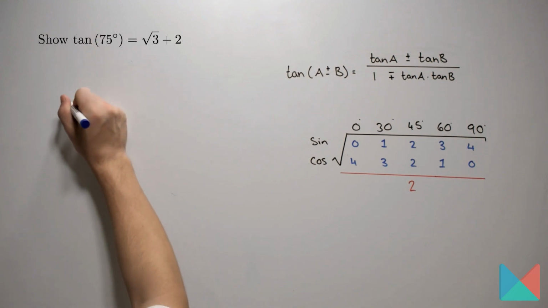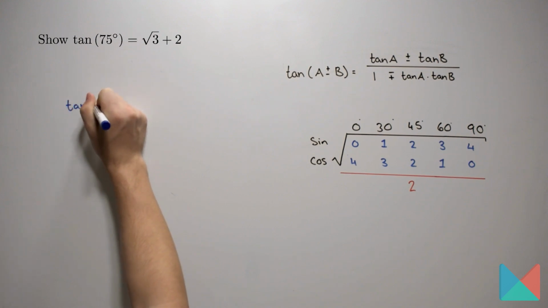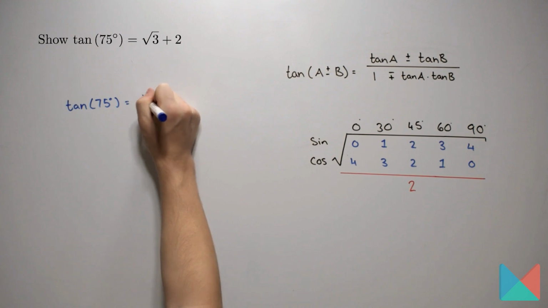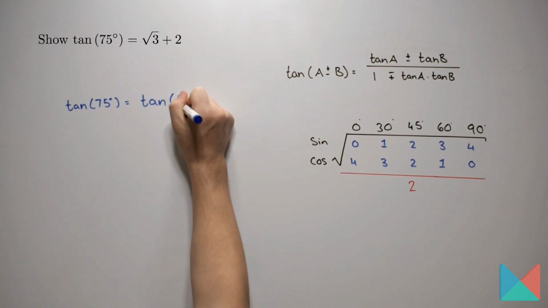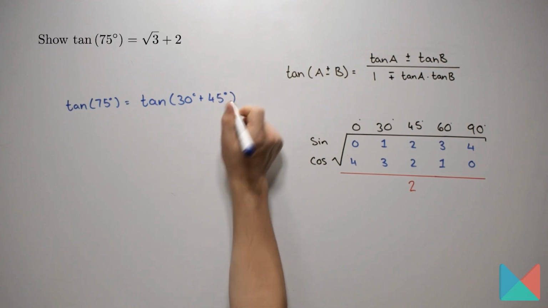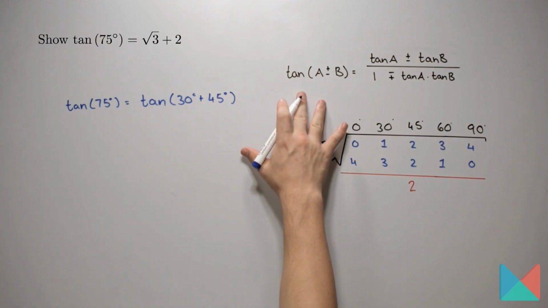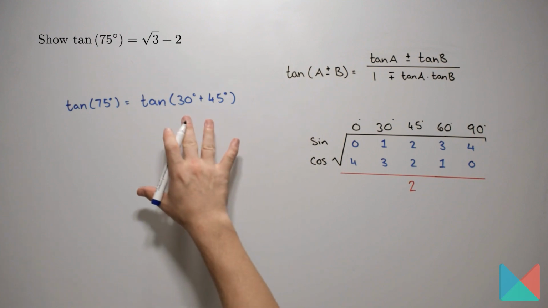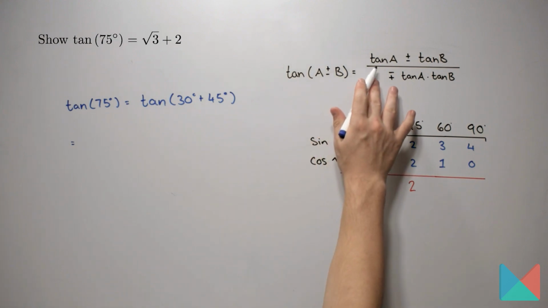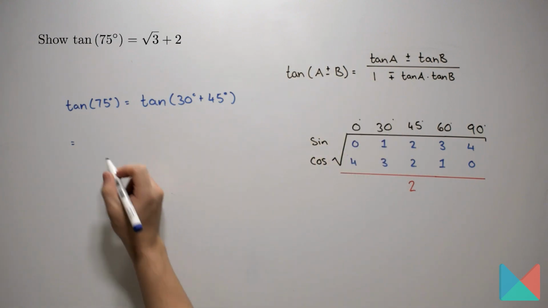So let's change our expression for tan of 75 degrees and make it equal to tan of 30 degrees plus 45 degrees. And now we can use the angle sum identity for tangent to find our exact value. And so using our angle sum identity, we'll have tan of our first angle, which is going to be tan of 30 degrees.